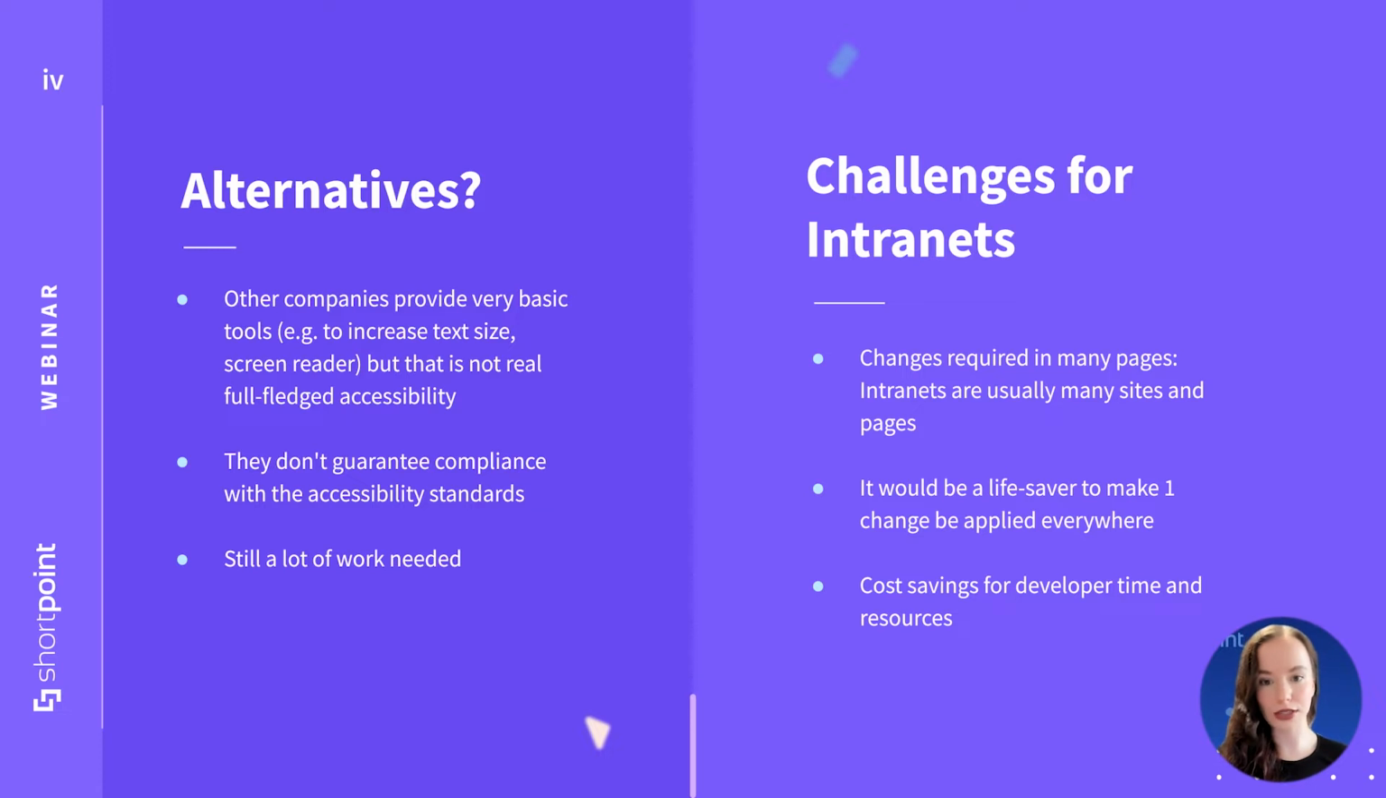Intranets are usually not just one site because they are meant for collaboration. Sometimes intranets can be really huge and consist of thousands of sites. And we have those customers in ShortPoint where they have more than 1,000 sites under their intranet. So it means that all of the things that you're doing for accessibility have to be done universally in every one of those sites, in all of those pages, which means that it's a lot of work. So the work is multiplied for every site that you're using in your intranet.